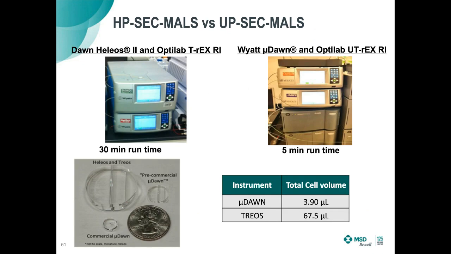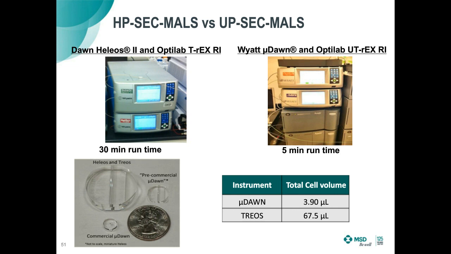So here we show on the left-hand side an image of the Dawn Helios with the OptiLab TRex refractive index detector. This has traditionally been used for many of our HPLC workflows. It's an 18-angle detector with a larger flow cell. On the right is the MicroDom and the OptiLab Micro TRex instrumentation. We typically use the Acuity UPLC to run this. On the bottom is a comparison of the flow cells for the instruments compared to a quarter.